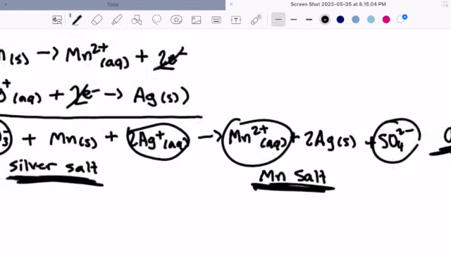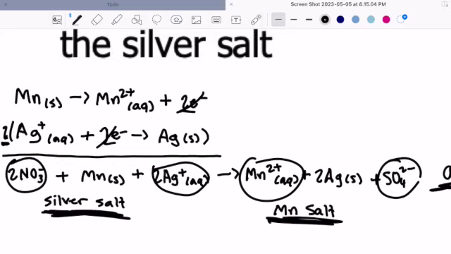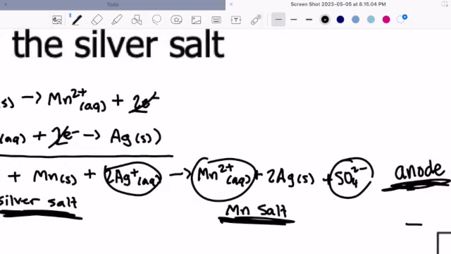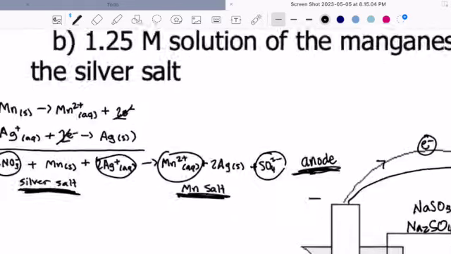So let's write down their half reactions, which are Mn solid reacts to become Mn2+ aqueous plus 2 electrons. And then silver is Ag+ aqueous plus 1 electron, becoming Ag solid. Since manganese has 2 electrons, we have to multiply the silver half reaction by 2 to be able to cancel out the electrons. And then our full reaction will be 2NO3- plus Mn solid plus 2Ag+ aqueous react to become Mn2+ aqueous plus 2Ag solid plus SO4 2-.